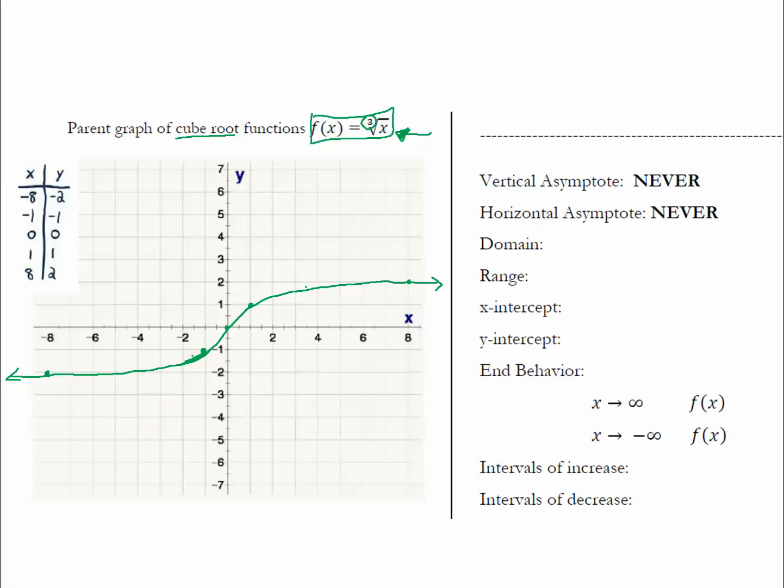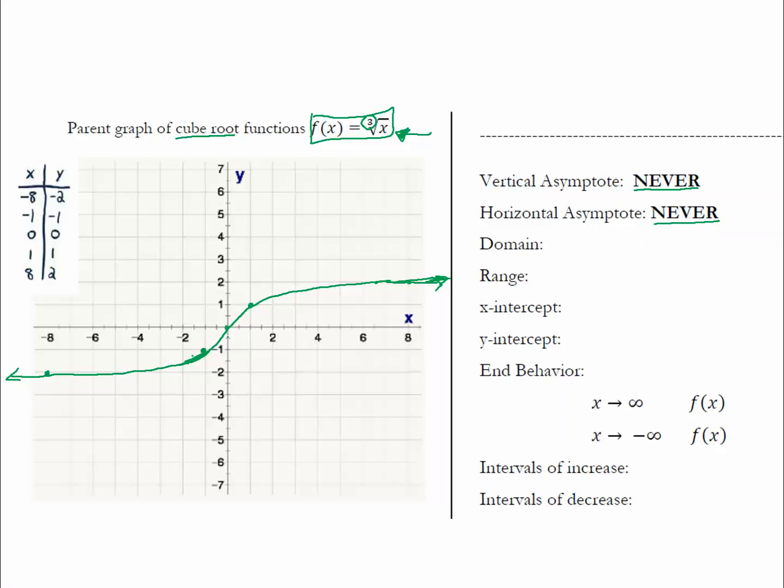All right, and this is what the cube root function looks like. And you might think that we have a horizontal asymptote, but in reality, this is slowly going up and it is slowly going down. So there are no vertical asymptotes and there are no horizontal asymptotes.